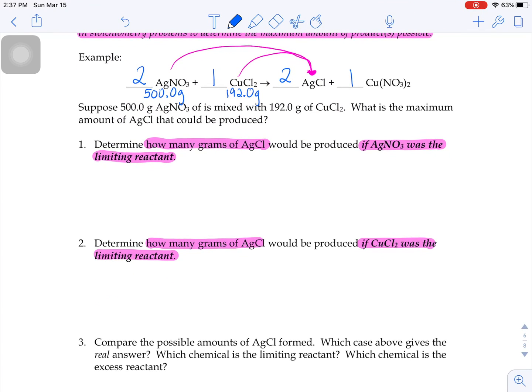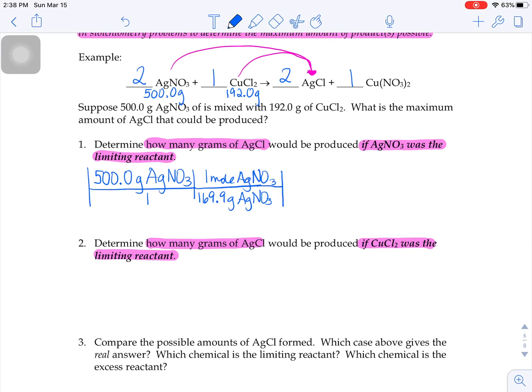So to do this, we're going to pretend like the silver nitrate is the limiting reactant, though we're not sure yet which one's the limiting reactant. We have to convert those 500 grams of silver nitrate into moles of silver nitrate using the molar mass of silver nitrate. Once you're at moles of your original chemical, now we need to get to moles of silver chloride instead. So when we look up above from our balanced equation, it's a 2-to-2 ratio.